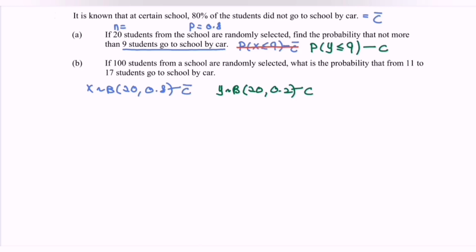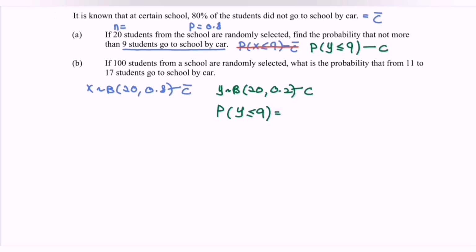Referring to question A, the question said, the probability that y is not more than 9, less than or equal to 9, and the student goes to school by car. So the proper title will be the green in color, and then ignore the blue in color. So refer to the statistical table.